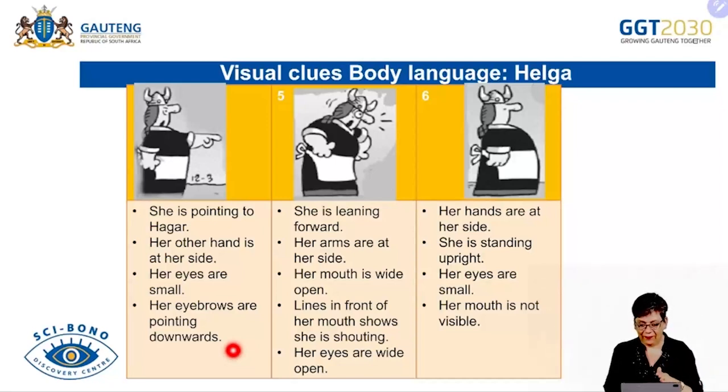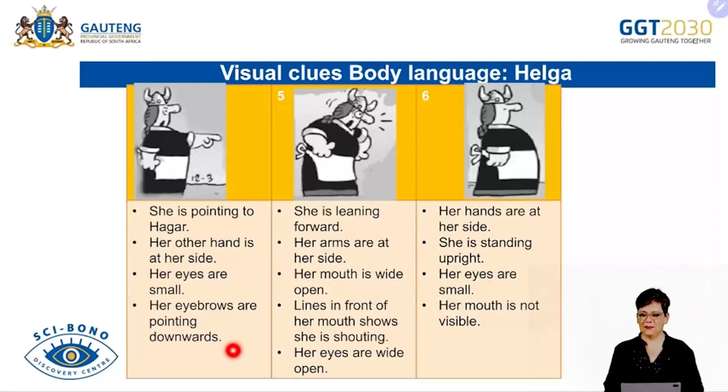Now, frame 5, this is almost like the climax, or building up to the climax. Leaning forward, hands at her side, mouth is wide open. Remember, wide open, not wild, wide. There are little lines in front of the mouth that show she's shouting. Her eyes are wide open. And then we've got this complete change in frame 6.